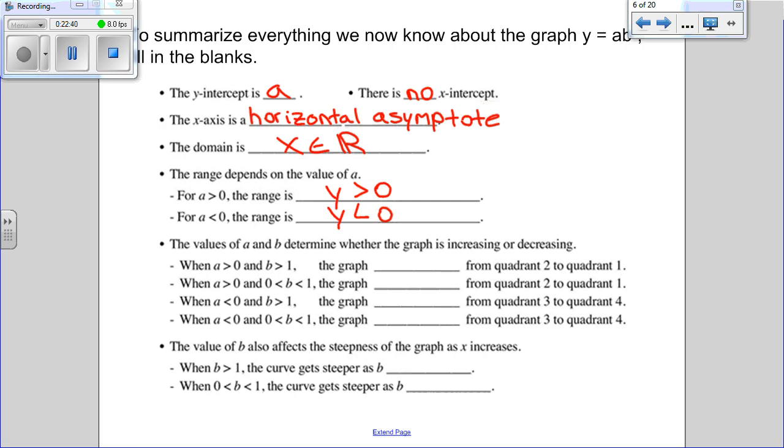If a is greater than 0 and b is greater than 1, we had graphs that look like that. So that means the graph increases from quadrant 2 to quadrant 1.